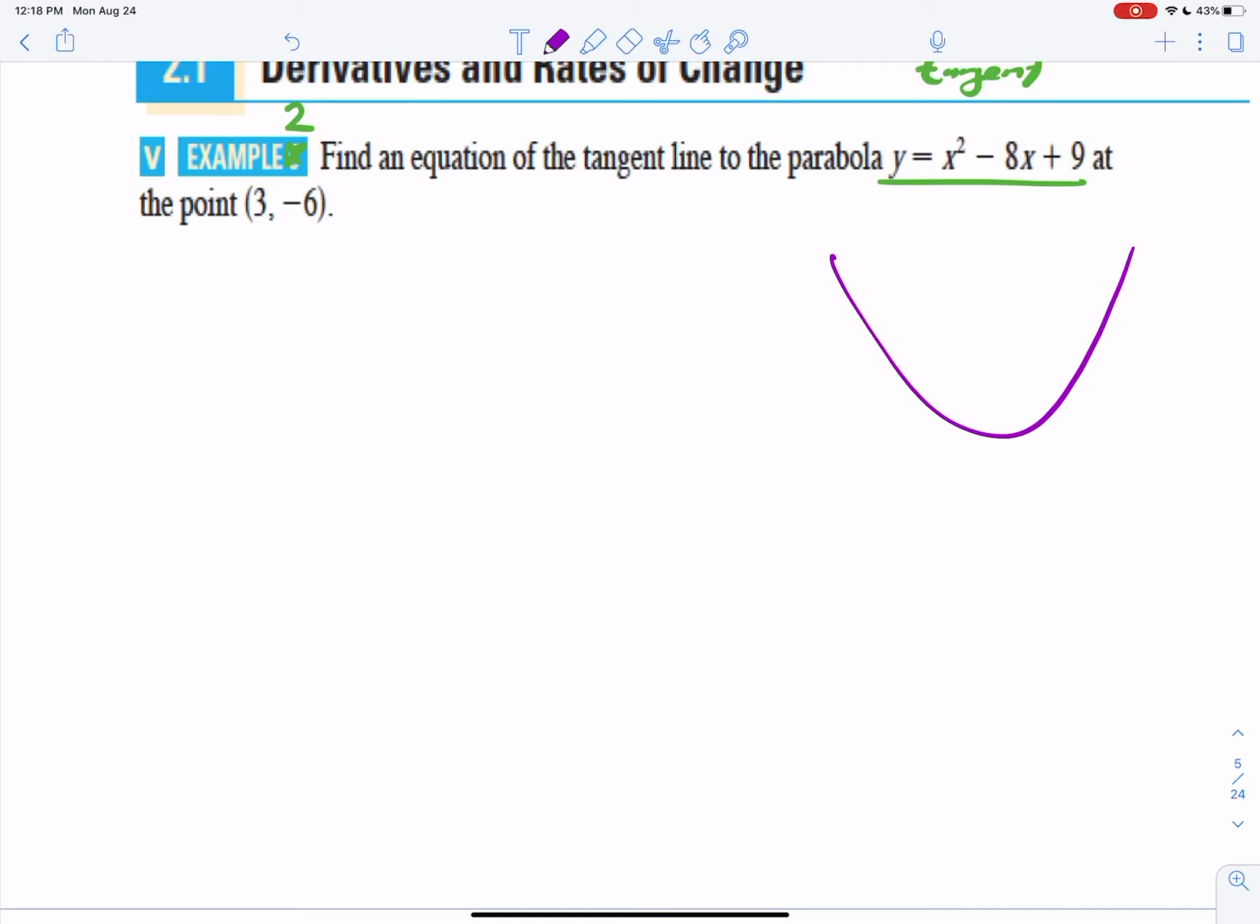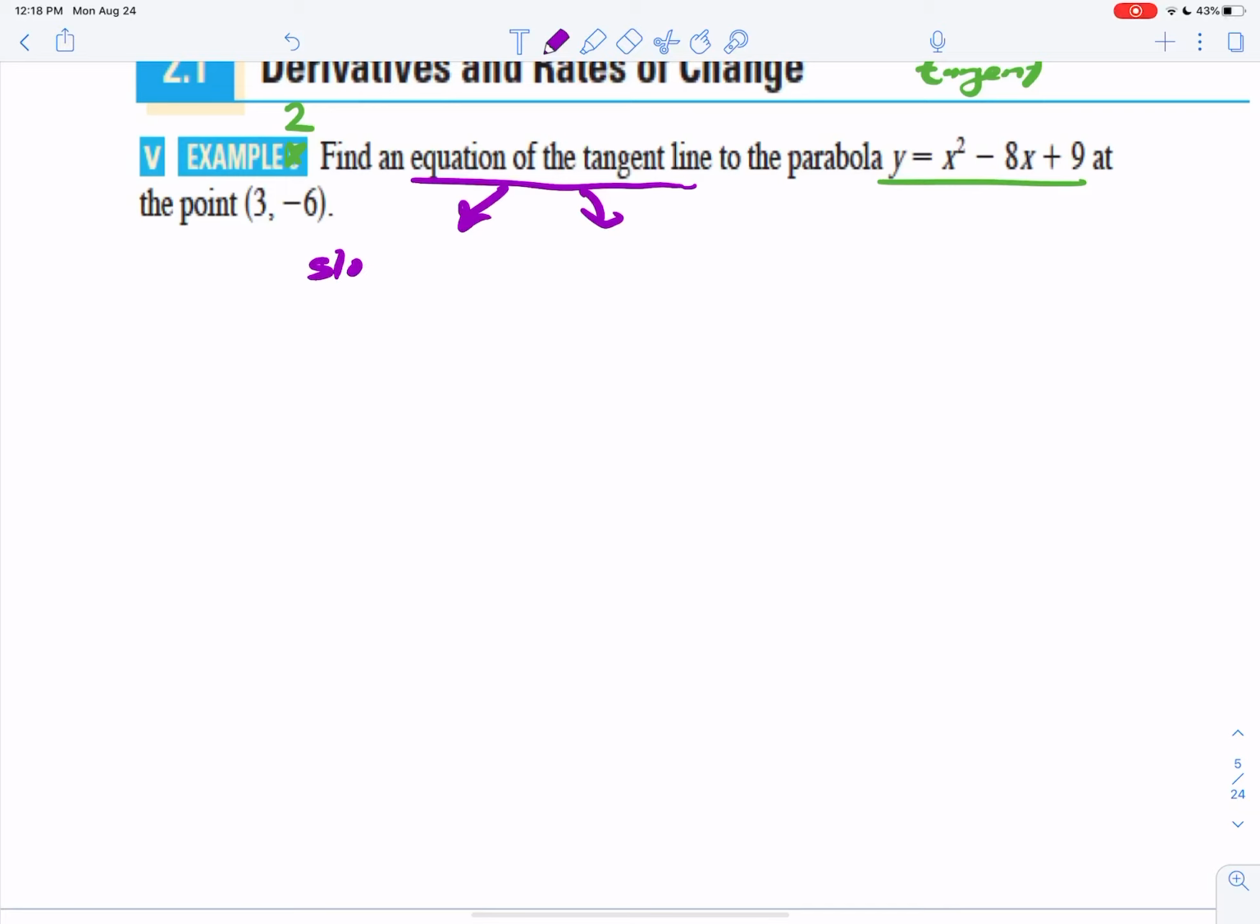You have a parabola, and at some particular point, they want you to find the slope of that tangent line, specifically at (3, -6). That's really what you're doing here. So let's do this. Equation of a tangent line. So what do we need? Pause and play when you're ready.